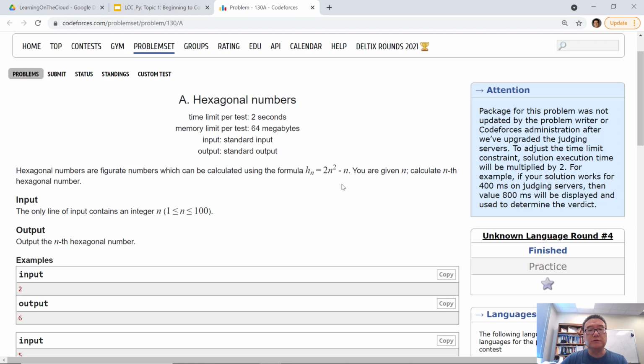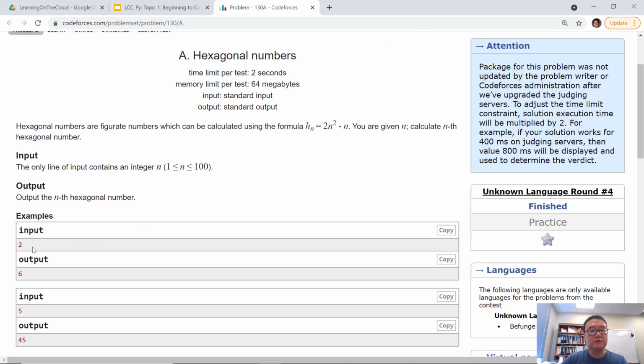We want to compute the nth hexagonal number. The nth hexagonal number is defined as 2 times n squared minus n. And if you find this h subscript n confusing, you can ignore that. This is really just saying we use h_n to denote the nth hexagonal number. And we chose h here because it's called hexagonal, so the first letter of that.